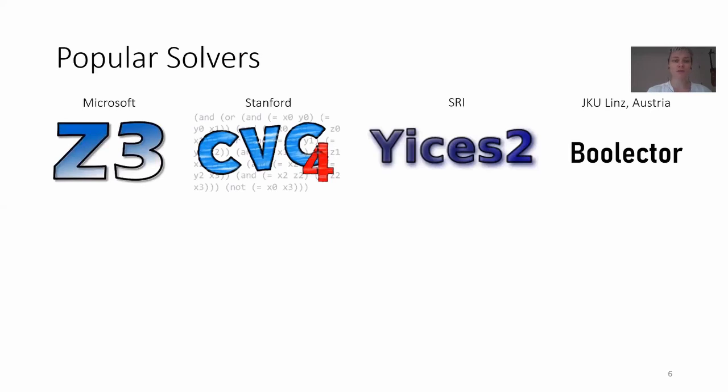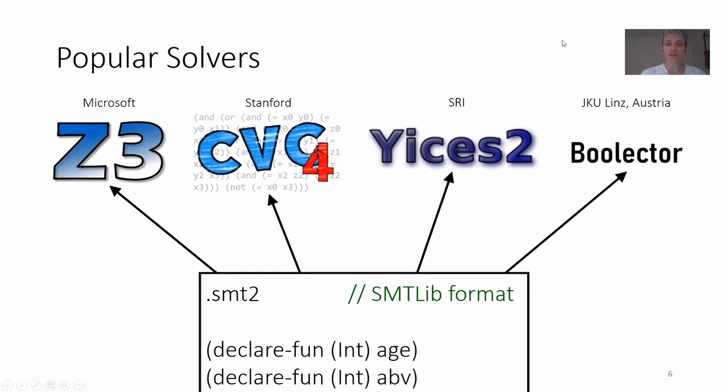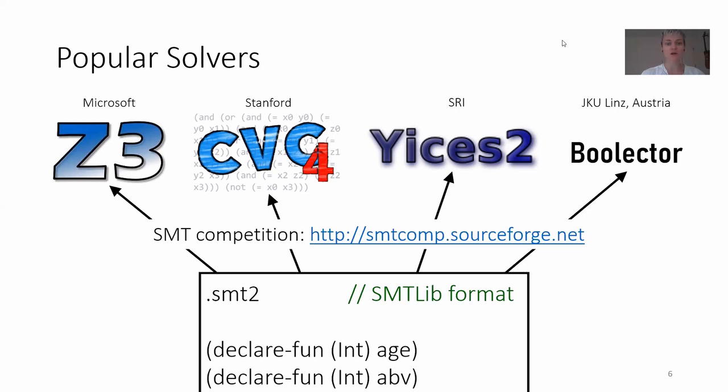So some popular solvers include Z3, CVC4, Yices, Boolector. One nice thing about all of these solvers is that they support a common format that is called SMT-LIB. And if your tool encodes constraints into SMT-LIB, then it can call pretty much any of those solvers. Another nice thing is that there is an SMT competition that takes place regularly, and you can look up the most recent results to figure out which solvers are good at what this year.